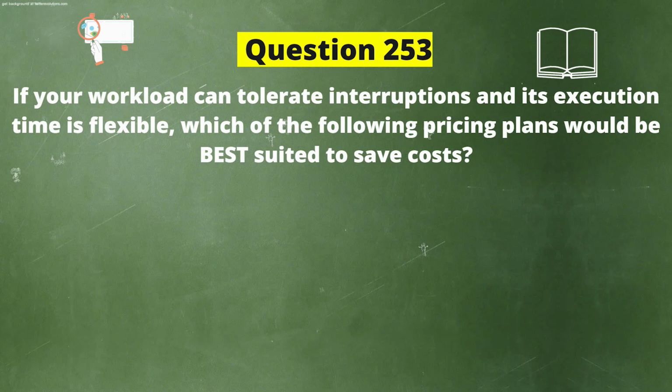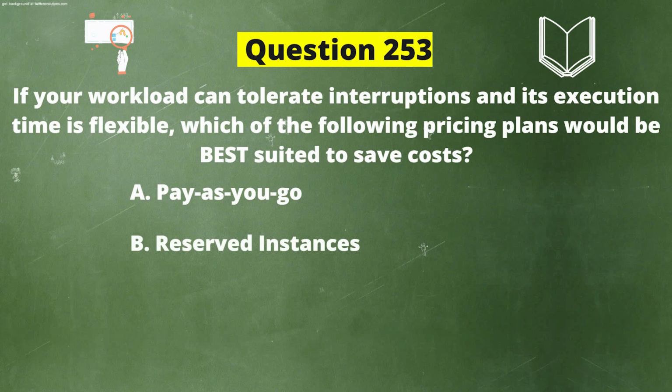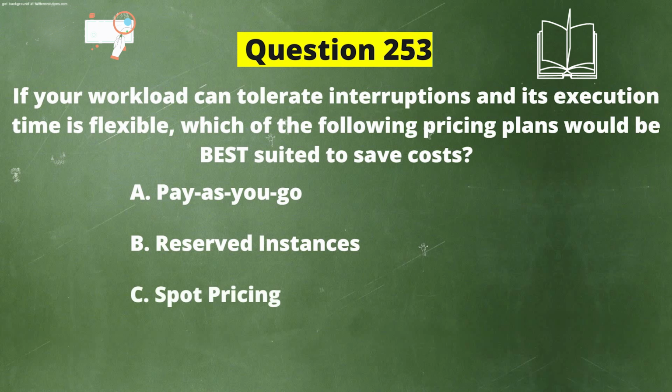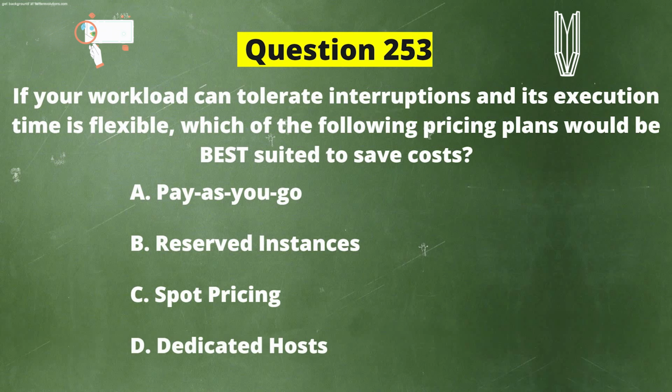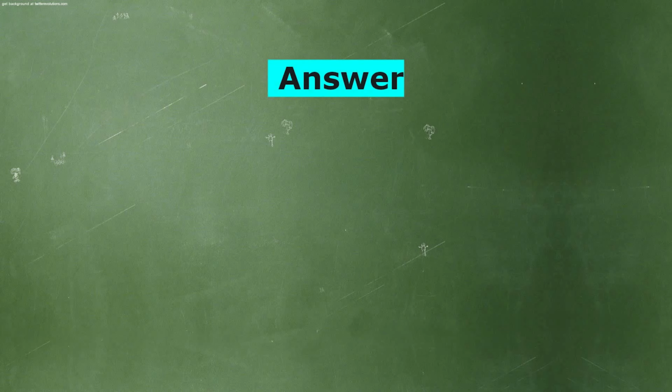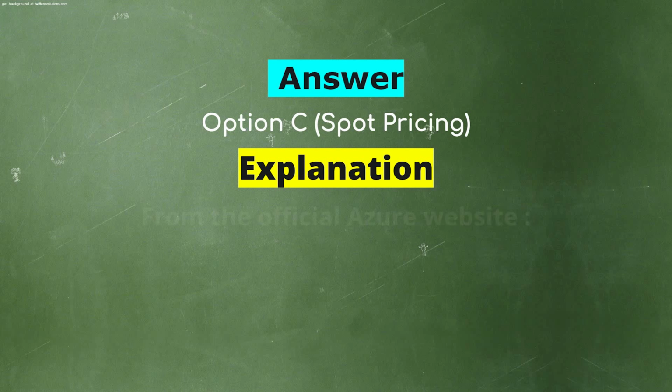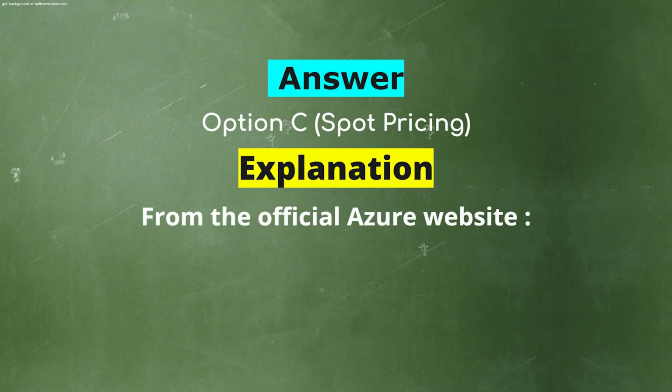Next question. If your workload can tolerate interruptions and its execution time is flexible, which of the following pricing plans would be best suited to save cost? And the options are A. Pay as you go, B. Reserved instances, C. Spot pricing, D. Dedicated host. And the correct answer is option C. Spot pricing. Explanation. From the official Azure website.